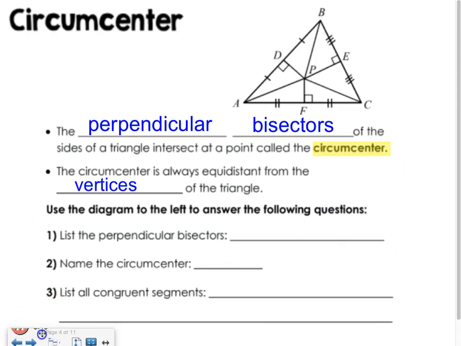Alright, so let's list some of these things. What are my perpendicular bisectors? And how do you know? What should you look for? The right angle. You should look for the right angle, right? So here's one, DP. There's three of them, so there's one, PE. And my third one, PF. What is our circumcenter? Point P.